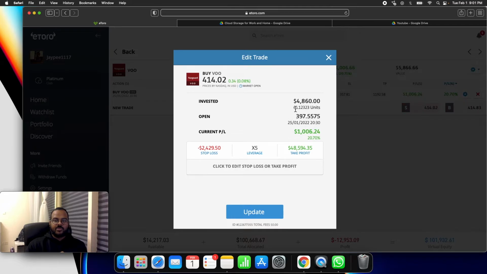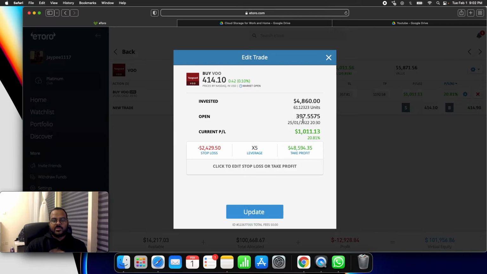So basically, if I put $4,860 and I choose times 5 leverage, what I'm doing is basically I'm taking a leverage, and this money that I put in is the equivalent of $25,000. Now for $25,000 worth, you would have on that day bought 61 units. Now why do we do this? Let's say I know that VOO is definitely going to go up. I'm confident about it. Only then it makes sense. Otherwise you're just betting on somebody else's money.